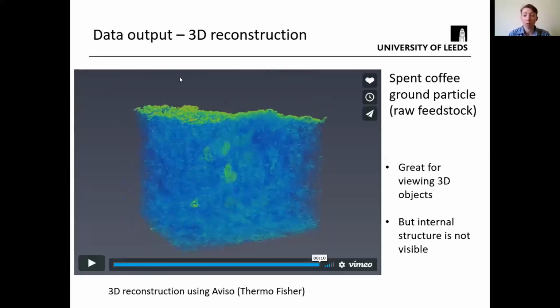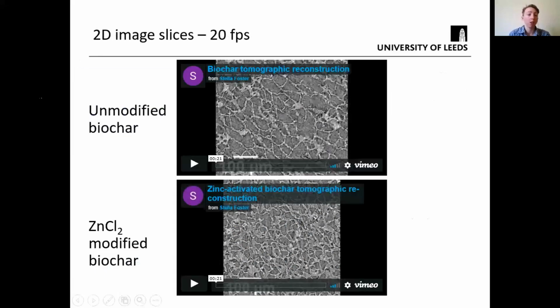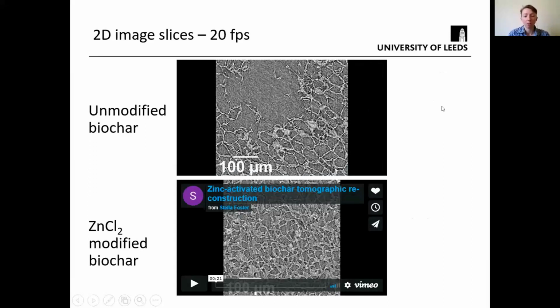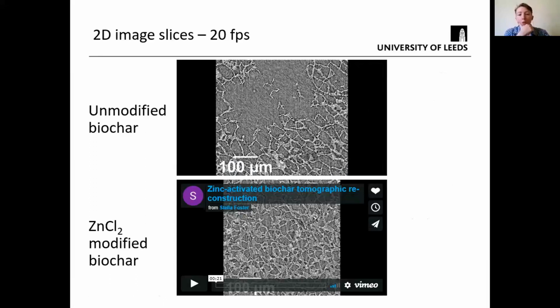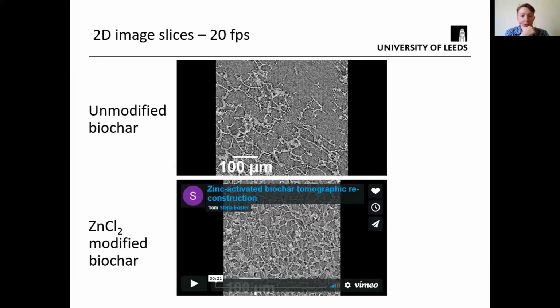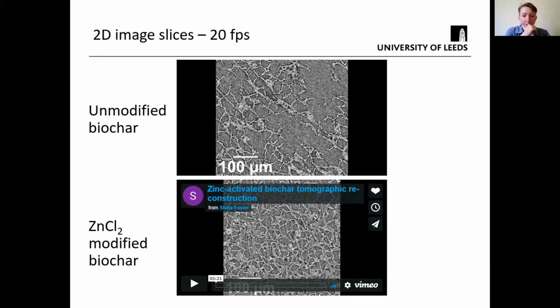What's far more useful for biochar is to play through the two-dimensional images as though it's a video. So this is played at 20 images per second, as though you are moving down through the internal structure of the biochar. So the unmodified biochar first. Lighter is biochar and darker is pore space. As you can see, there are larger void spaces on the order of hundreds of microns. A sort of structure which, in my mind, is recognizable to a biological material is also present.